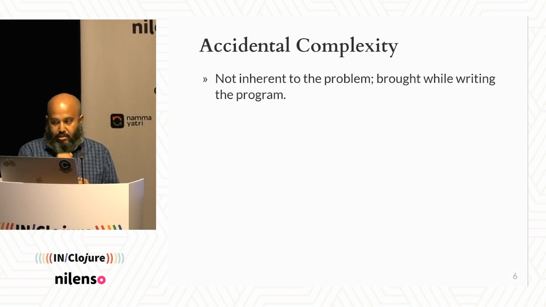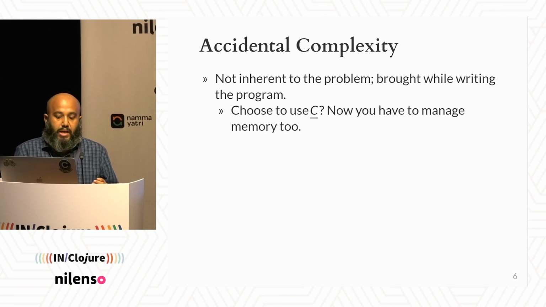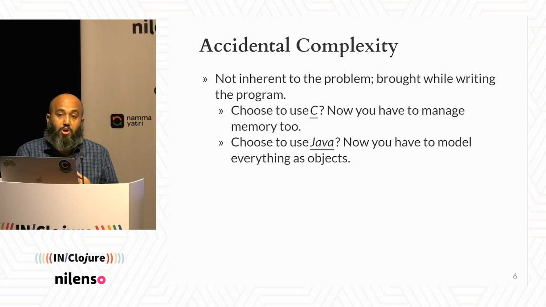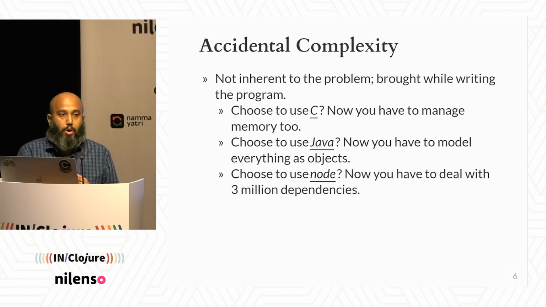Accidental complexity, on the other hand, is not inherent to the problem, and it comes because of the way you're trying to do whatever you're trying to do, right? So say that you choose to use C, right? So you have to do memory management now, right? You choose to use Java, now you model everything as objects, even though that may not be what your problem needs to do, right? If you chose to use Node, then you have to deal with millions of dependencies and supply chain attacks and stuff, right?